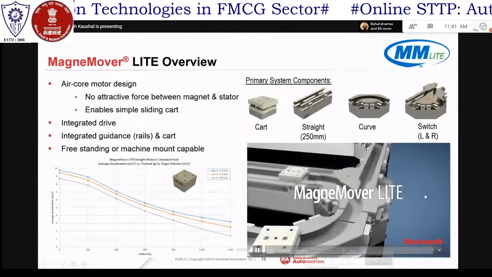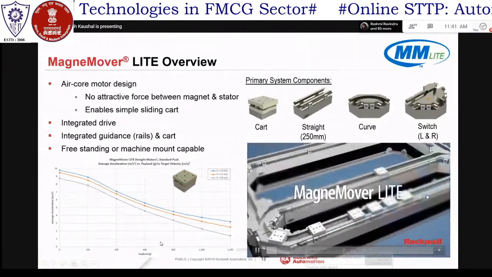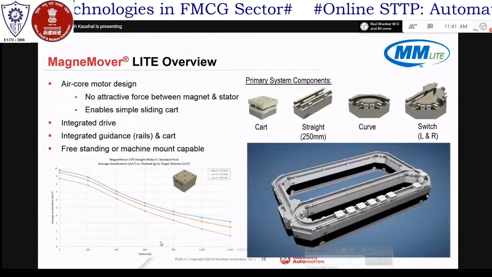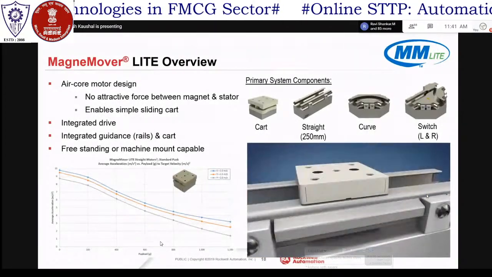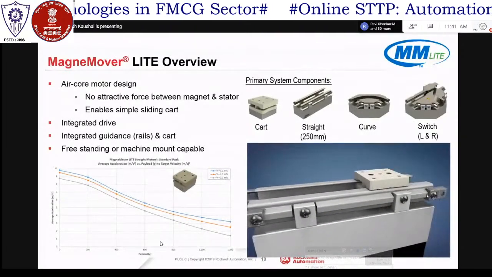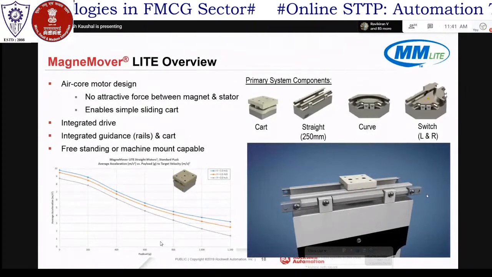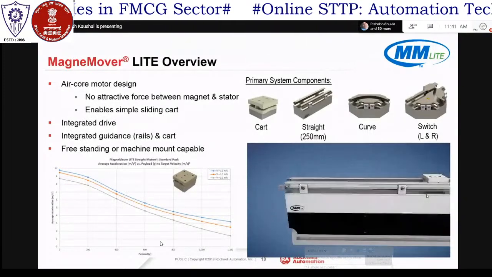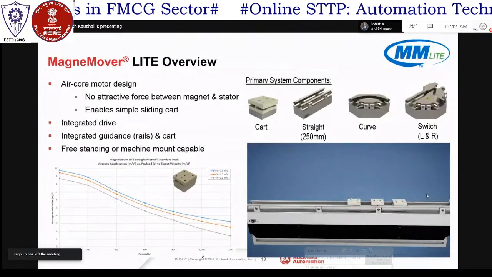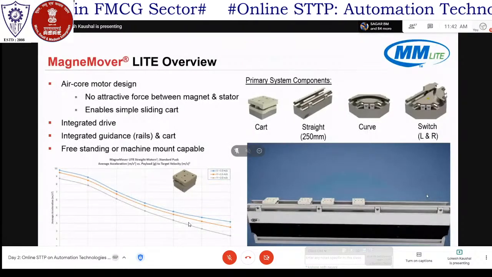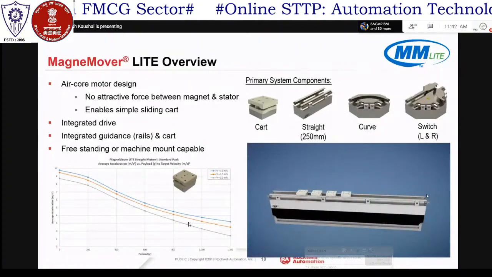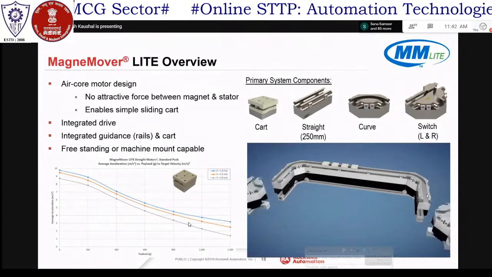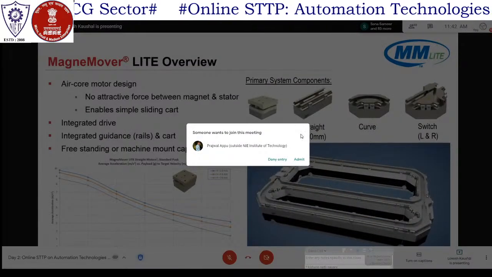So what you see on the right-hand side is a Magnet Mover Light system demonstration, and these are utilizing air core motor design. So there's no attractive force between the magnet and the coils on the bottom. It has got integrated drive, and that way it is really neat to deploy. There's minimalistic wiring required in the system. It has got integrated guidance, track and trace mechanism, and you could have it freestanding or deployed as a full system with all the motor supports, everything from Rockwell Automation. What you see is that there are primary components like cart, straight sections, curve sections, and switches, which you can put together to create any type of format as required by you.